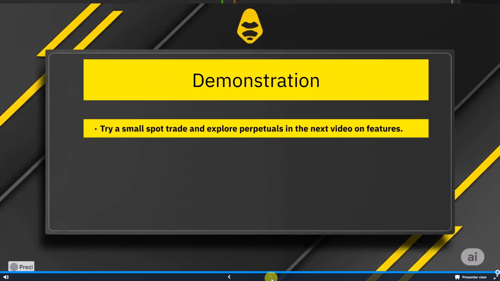Okay, so we're going to do a demonstration on a spot trade, and also we're going to explore perpetuals. We'll do videos on how you can place a perpetual order, how you can leverage and place advanced orders like stop losses and take profits, and also reduce only. Those are some of the features that you have.